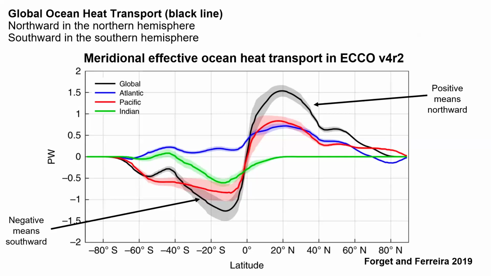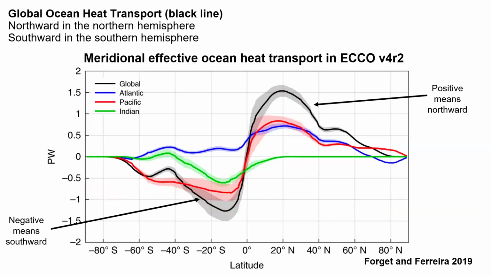So, this is a graph of global ocean heat transport, taken from ECCO V4R2, but basically most products will give you a graph that looks very similar. The black line is the global ocean heat transport on the y-axis, versus latitude. The northern hemisphere is over here, the southern hemisphere is over here. The first thing to know is that in the northern hemisphere, it's positive, which means northward, and in the southern hemisphere, the heat transport is negative, which means southward.